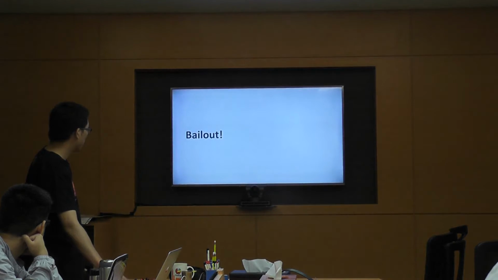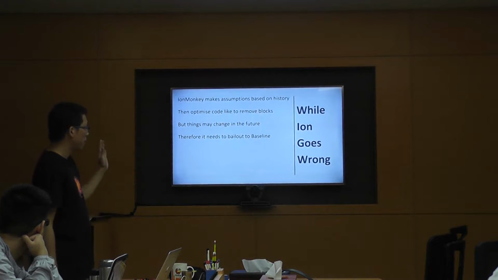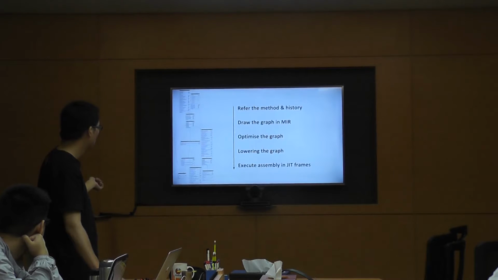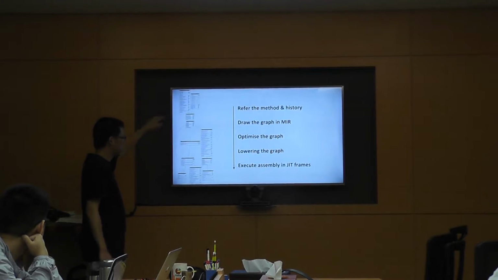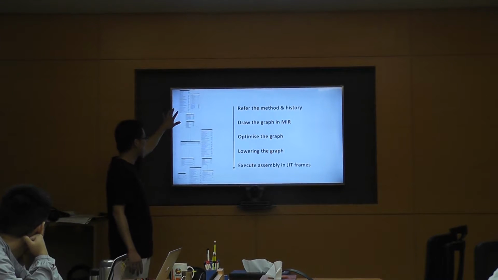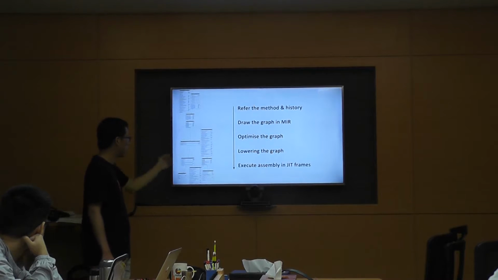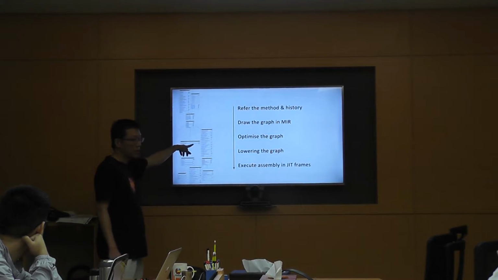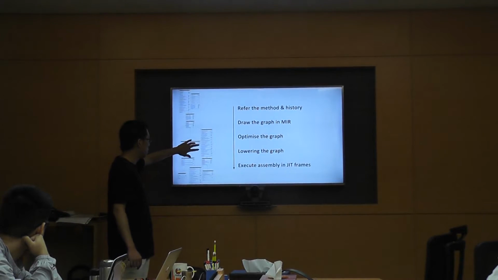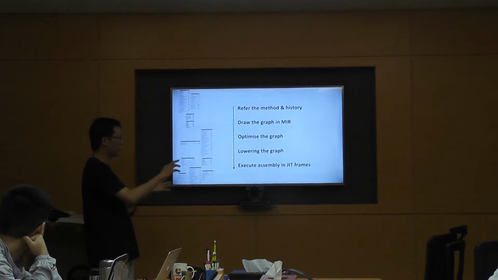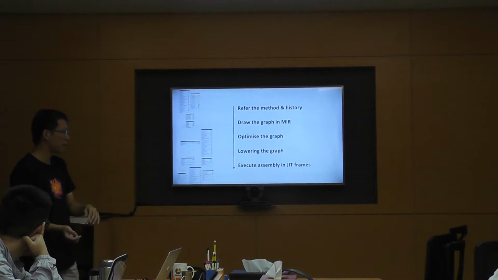So let's talk about bailout. Bailout means that IonMonkey guessed something wrong. This is one graph that IonMonkey will generate for your code. You can see there's a loop, and there are some MIR instructions inside the graph. There is a resume point here, so when something is wrong, it will bail out the whole graph, meaning it deprecates the whole graph and enables the baseline again, and switches to the baseline until the next time IonMonkey is invoked.